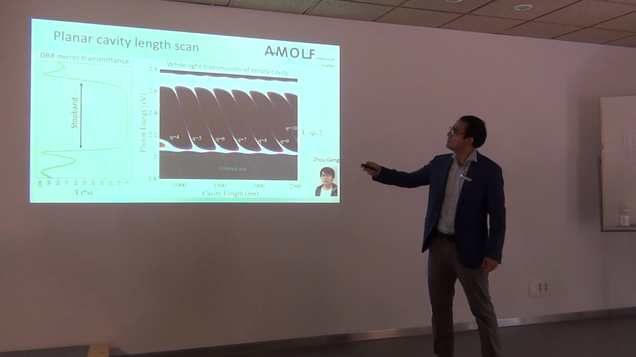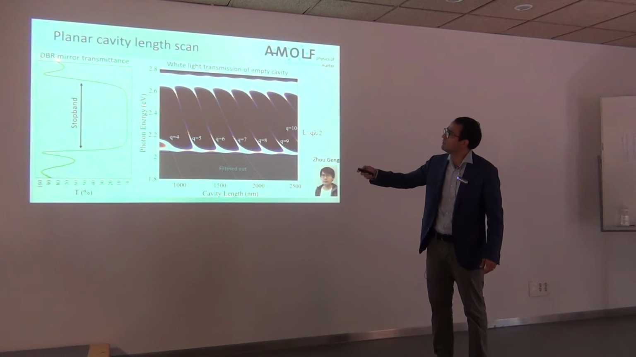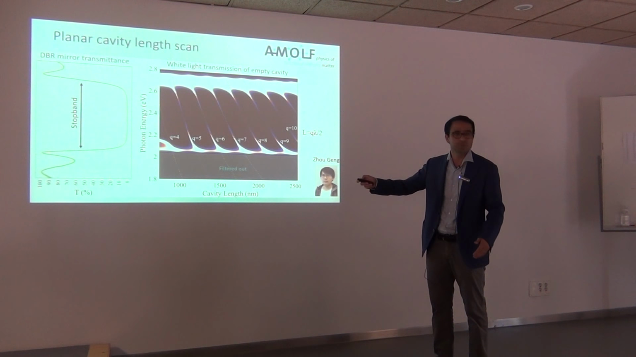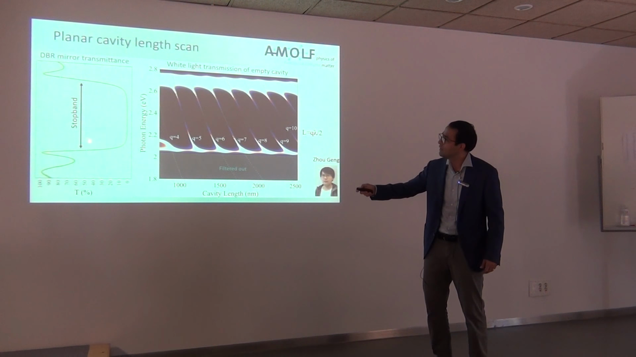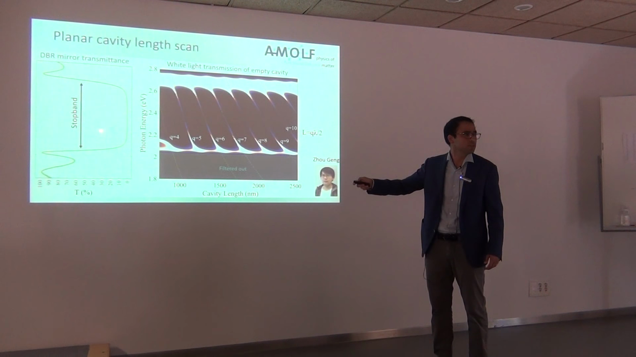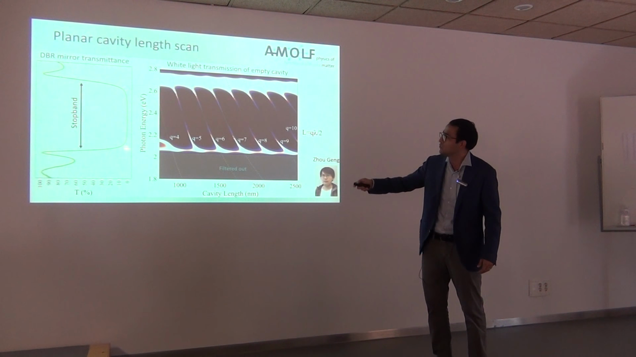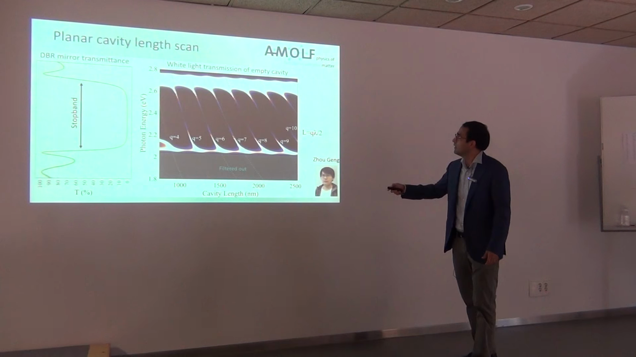Okay? So I show you on the left the reflectivity of our DBR mirror. This is just the planar mirror. And what you see here is the stop band of the mirror. So this is basically the energy range where this works as a mirror.